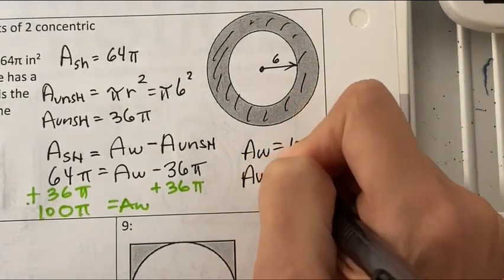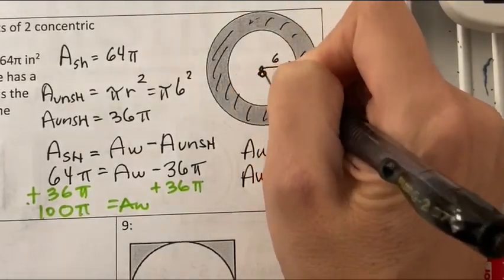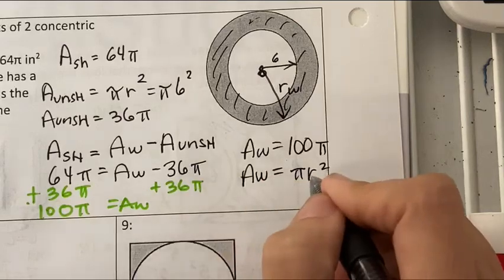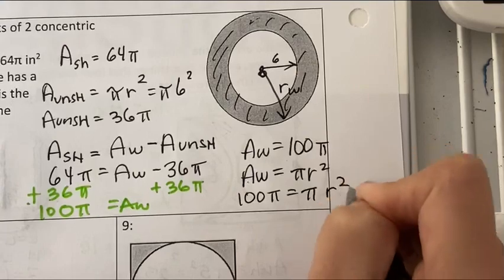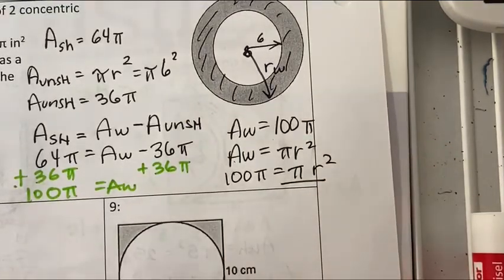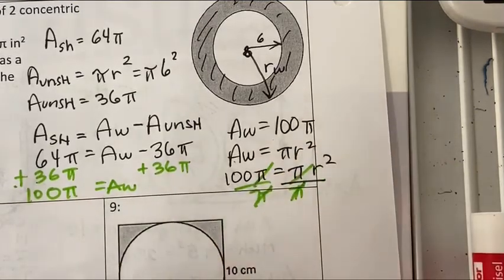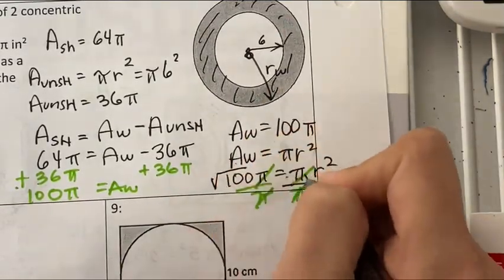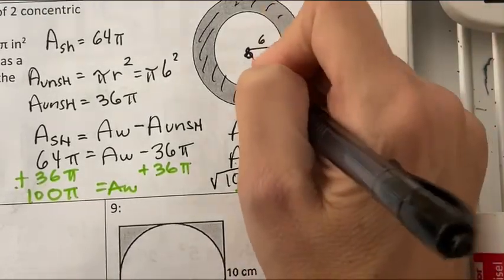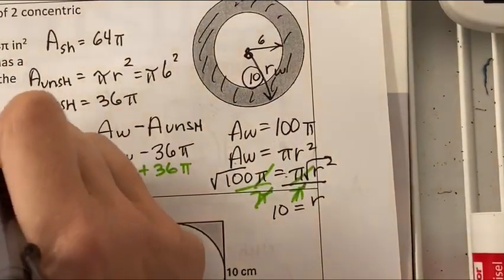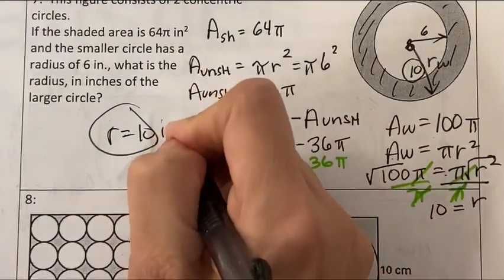We also know the area of the whole thing is pi r squared, and if we knew the radius of the whole thing, we could solve for it. We know the area of the whole thing is 100 pi. And we could divide both sides by pi, right? And we could take the square root of both sides, right? So the radius has to be 10. And if these were in inches, that would also be in inches.